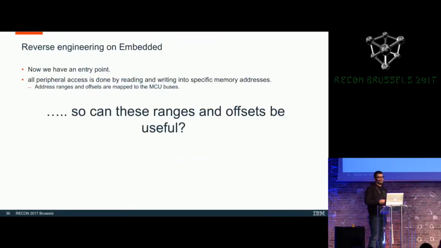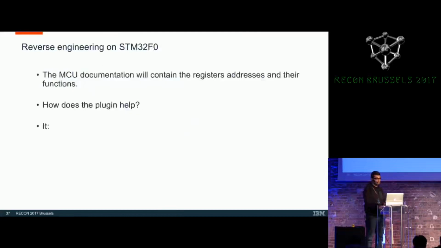But as I said also, everything in an RTOS is pretty much reading from memory and writing to memory addresses. There are no syscalls. If you remember, I said that all the peripherals inside the MCUs are managed by these addresses. So can these ranges and these offsets be useful for us? Yeah, of course they can. From reading that, we can understand exactly what our image is doing.